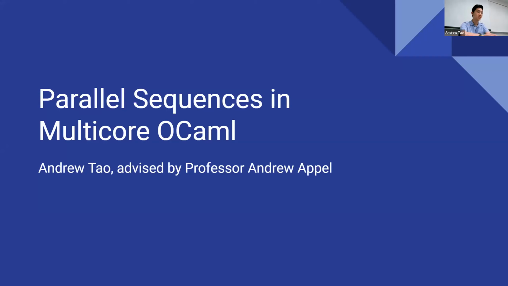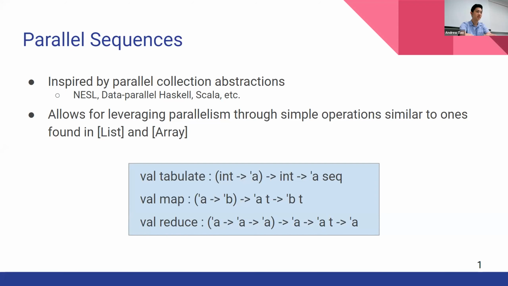The parallel sequences abstraction is inspired by parallel collection abstractions found in many other languages, like Nesl or Data Parallel Haskell or Scala. So this is a pretty common abstraction. It lets you leverage parallelism using very simple operations that are very similar to the ones you might find in a list or an array module.